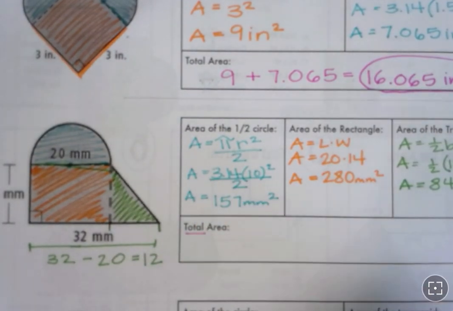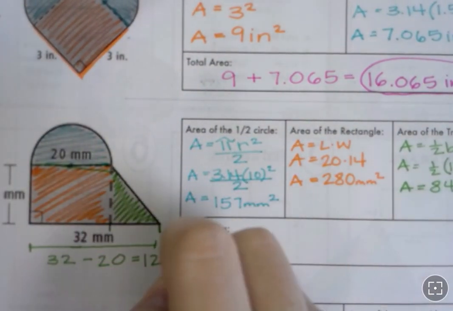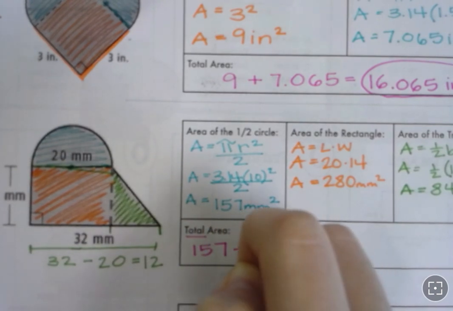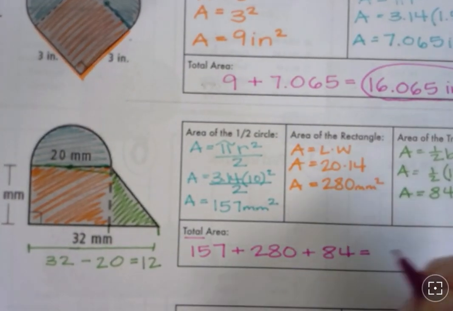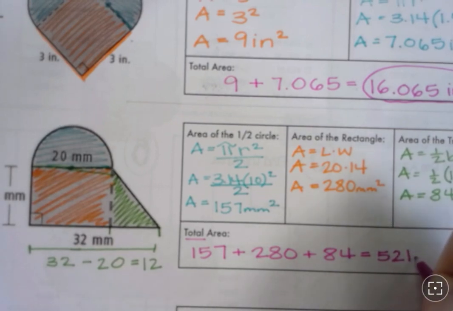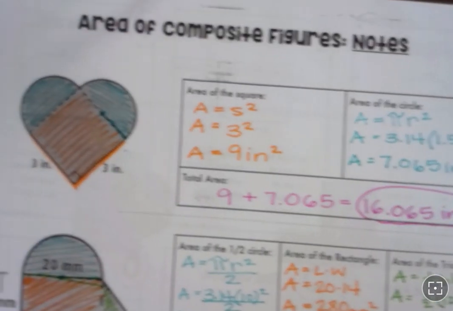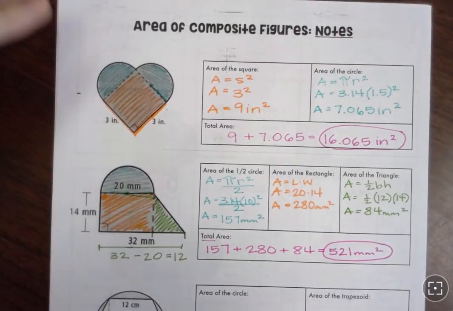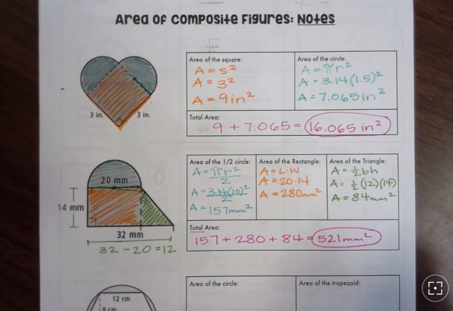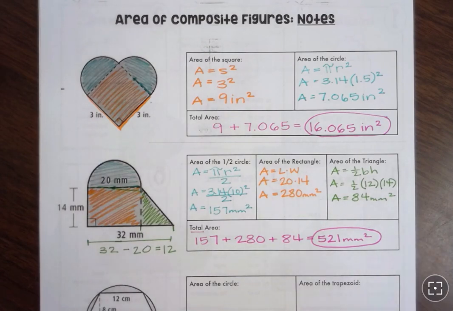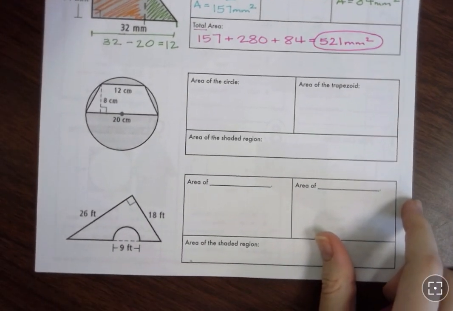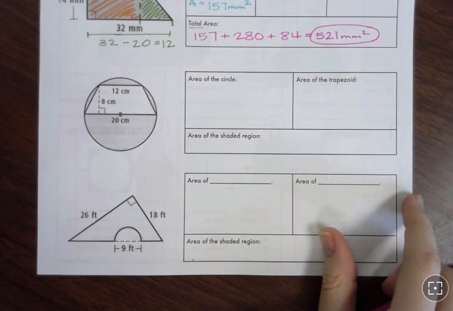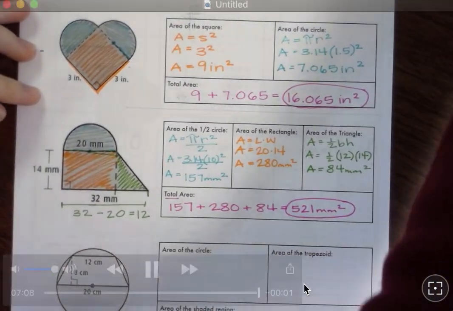Now, since I'm finding the total area of that whole figure, I'm going to add them all up. 157 plus 280 plus 84. When I do that, I get 521 millimeters squared. So those two examples are how you find the area of a composite figure whenever we are adding up all of the shapes. The next video is going to show you how to do the bottom two, which is just the opposite, subtracting one of the shapes.